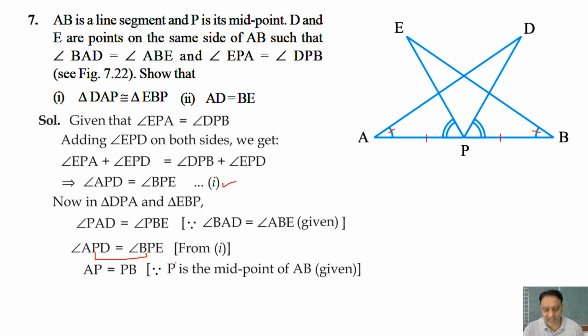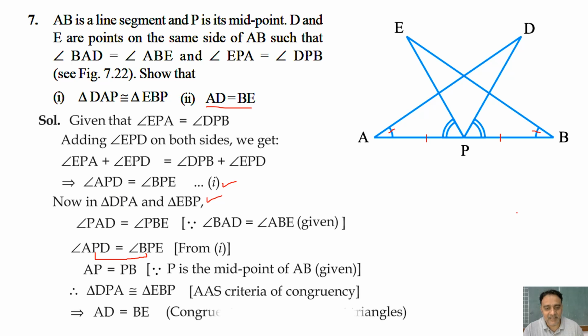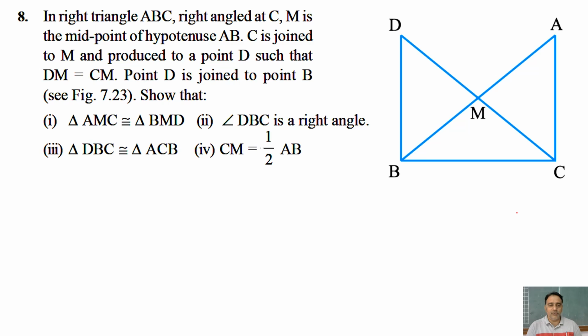So by which criteria are these two triangles congruent? Angle side angle. If you write AAS, then also it is correct. Any doubt here? No, sir. So this will imply AD is equal to BE. Why? CPCT. Right.